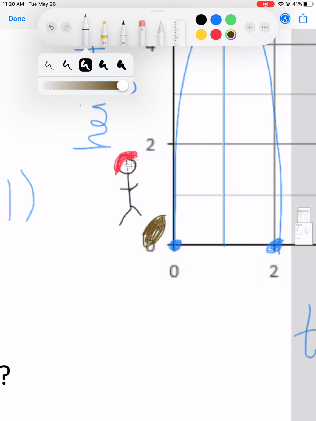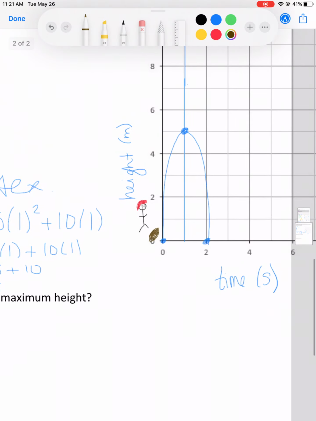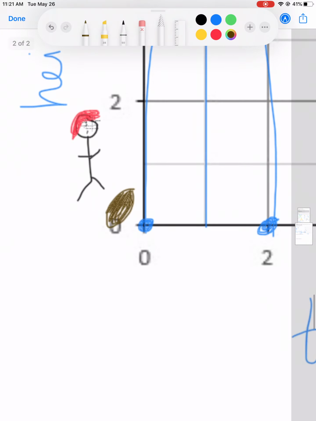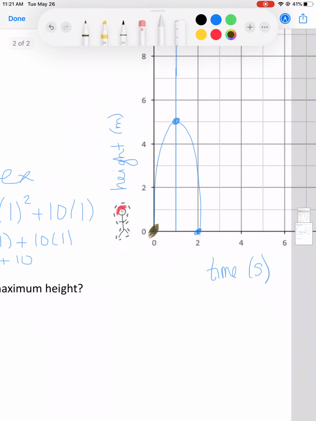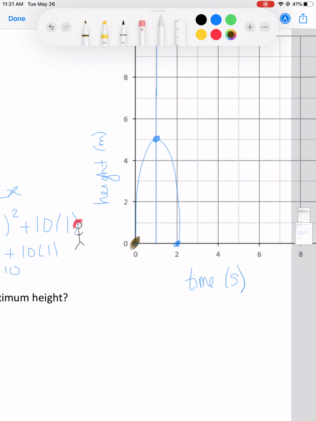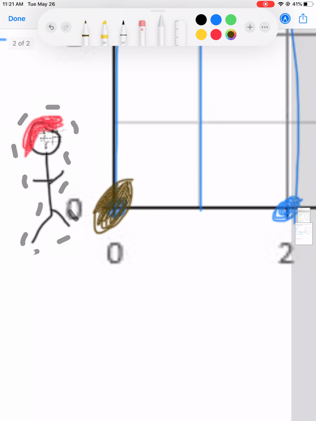Alrighty. So you ready for this? This is what happens. I'm going to move this. So this is our y-intercept. Also a 0, which happens. That's okay. Nothing to be worried about. Okay, so what he does is he comes running, kicks the ball, and the ball goes like this.